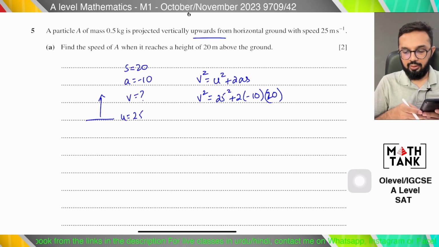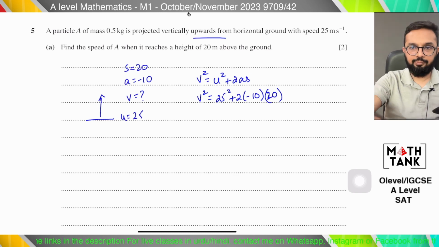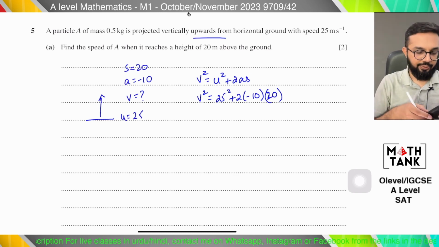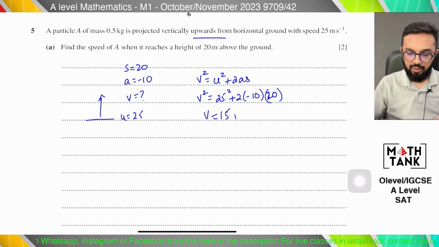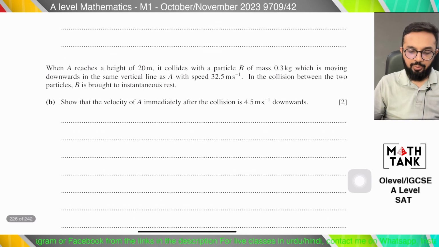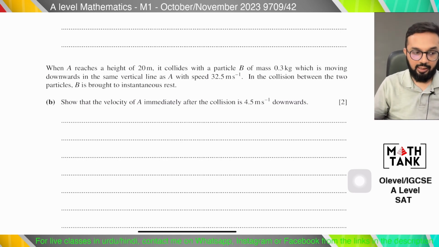40 and so v equals 15. So 15 meters per second is the correct answer. When A reaches a height of 20 meters, it collides with a particle B of mass 0.3 kg, which is moving downwards in the same vertical line. So this is a question on momentum.